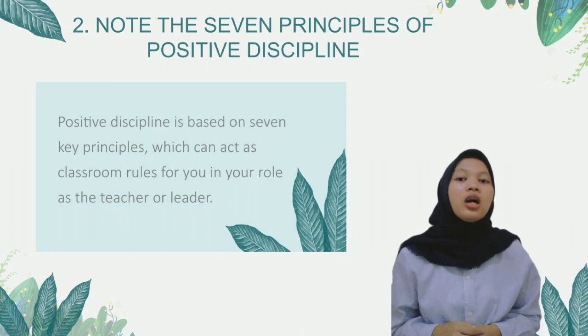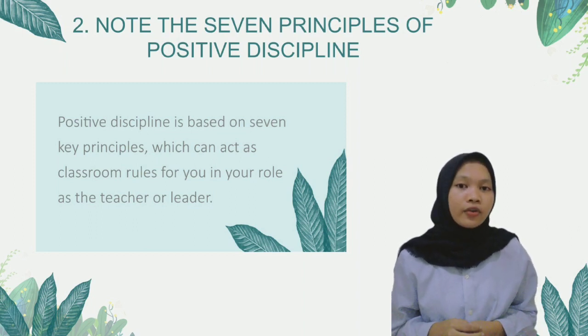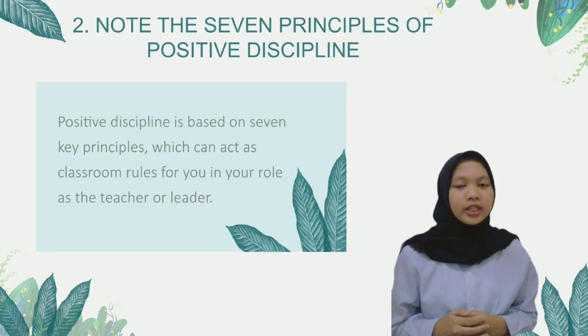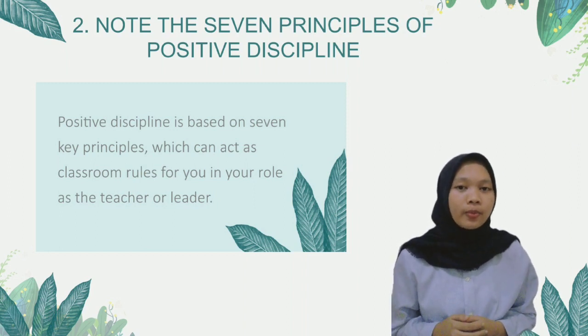For the second rule, note the 7 principles of positive discipline. Positive discipline is based on 7 key principles, which can act as classroom rules for you in your role as a teacher or a leader.